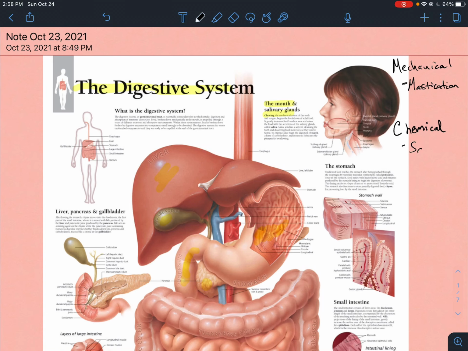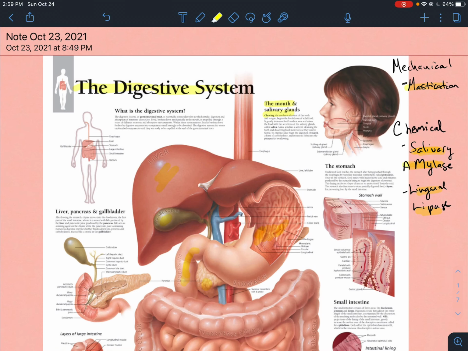For example, salivary amylase. Or also an example is lingual lipase, right? So salivary amylase for the breakdown of carbohydrates, lingual lipase on the other hand for the breakdown of fats. The mechanical digestion, which uses teeth, and you can think about chewing as mastication, uses a physical breakdown of food.